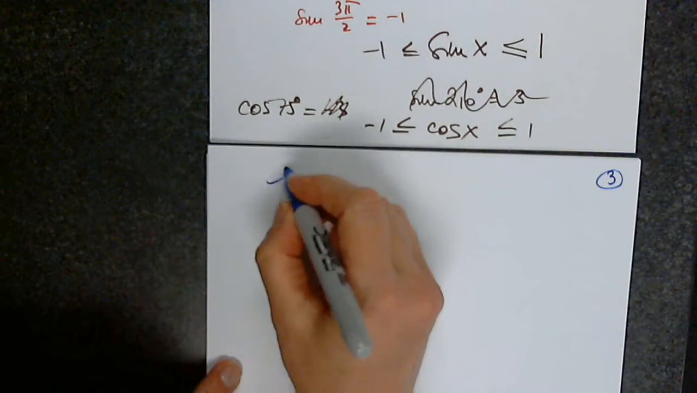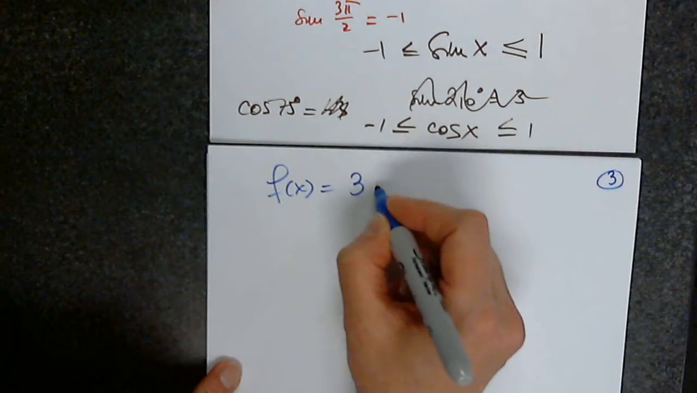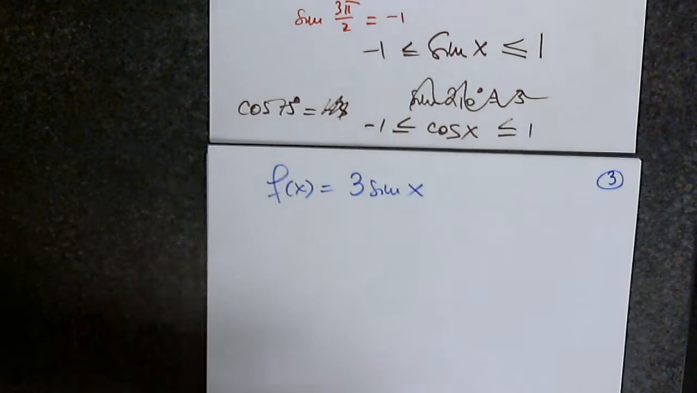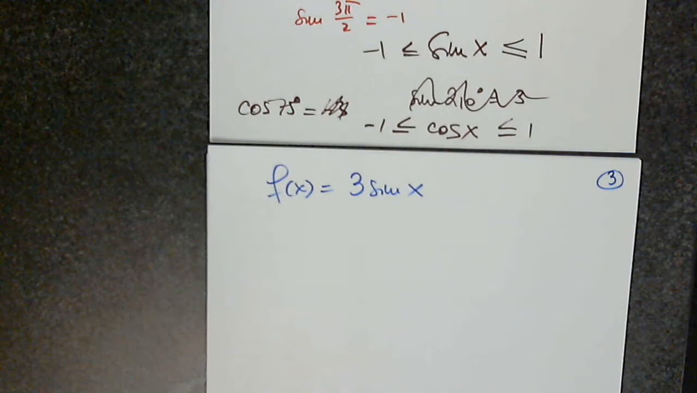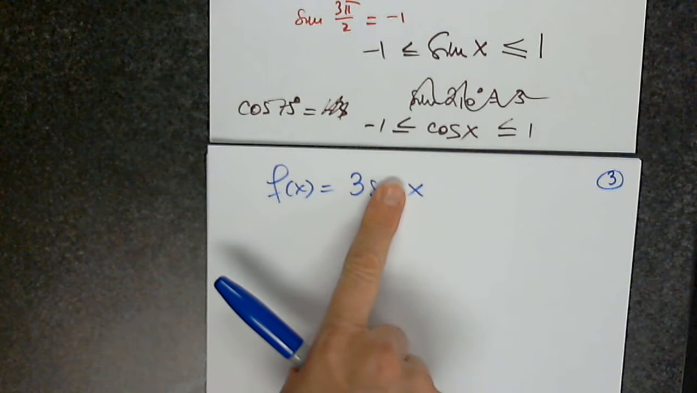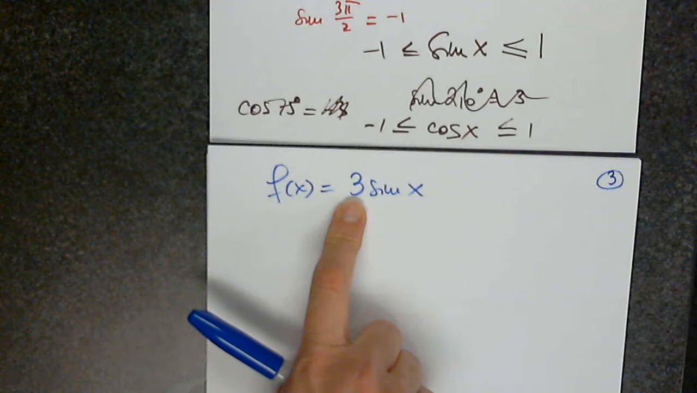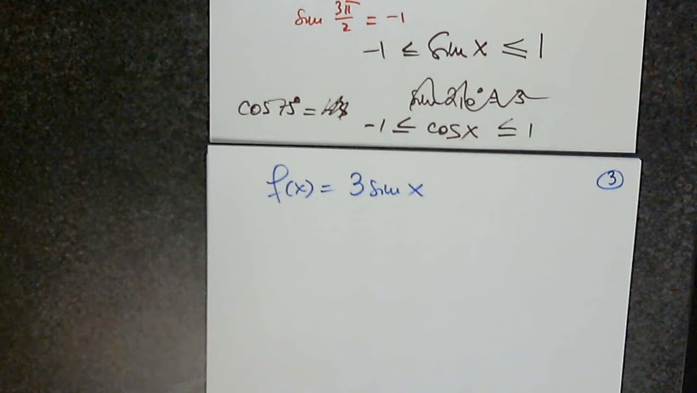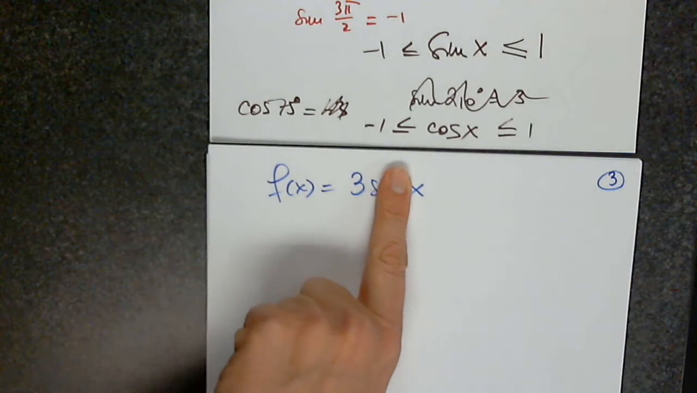What if I have the function f of x equals 3 sine x? What is now the maximum possible value of this function? Yes, because sine cannot be more than 1. But 1 has to be multiplied by 3. What is the smallest possible value of this function that we can have? -3, because this can be -1 times 3, it's -3.